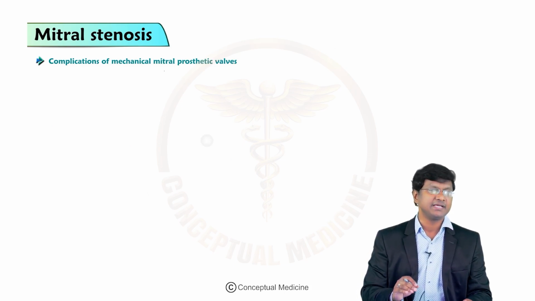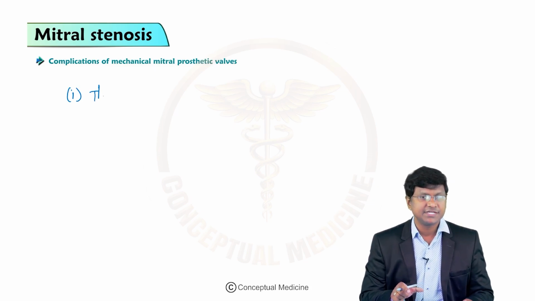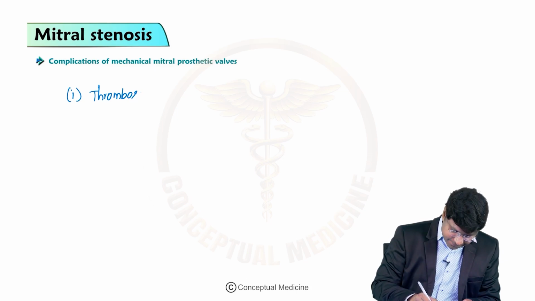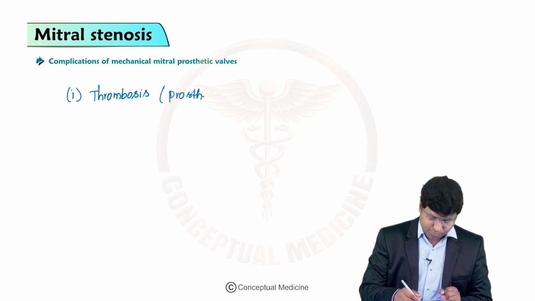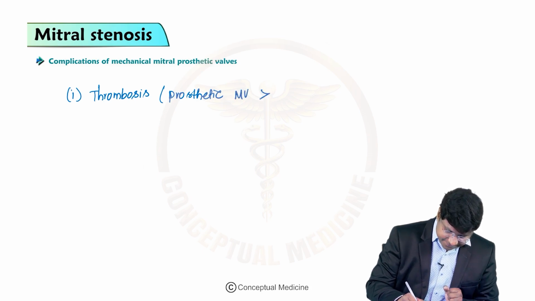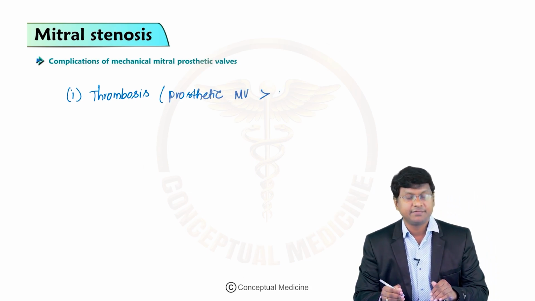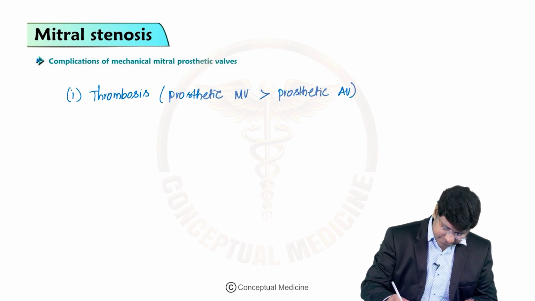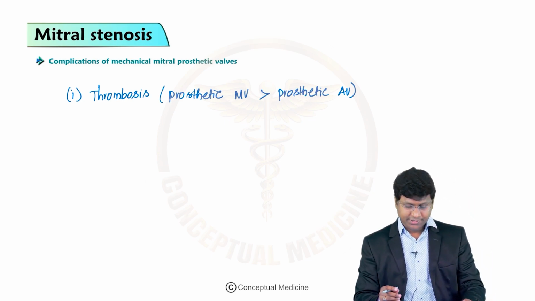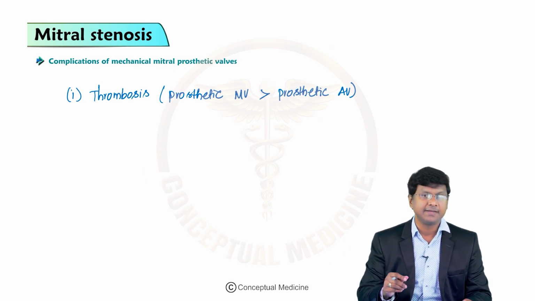What will be the complications of mechanical mitral prosthetic valves? They include thrombosis. These individuals are more prone to thrombosis compared to PBMV. This thrombosis is more common in the prosthetic mitral valve than in the prosthetic aortic valve.